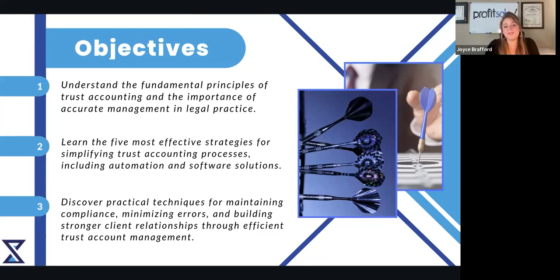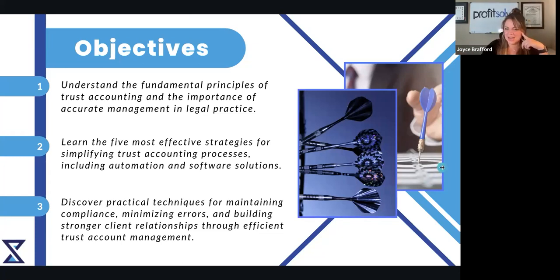We're going to talk about 5 effective strategies for simplifying trust accounting. And we're going to discover practical techniques for maintaining compliance, minimizing errors, building stronger client relationships, all of those wonderful things. We're actually going to build those pieces directly into our 5 effective strategies. So I don't want you to sit here and say, okay, what do I need to do? And then separately, how do I need to do it? We're going to make this efficient, right? That's the name of the game here.